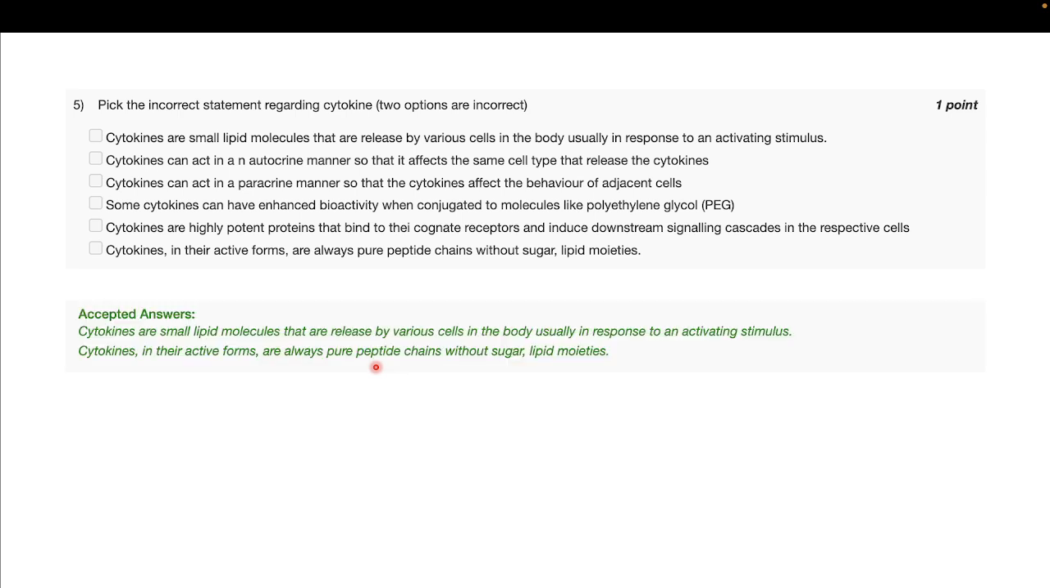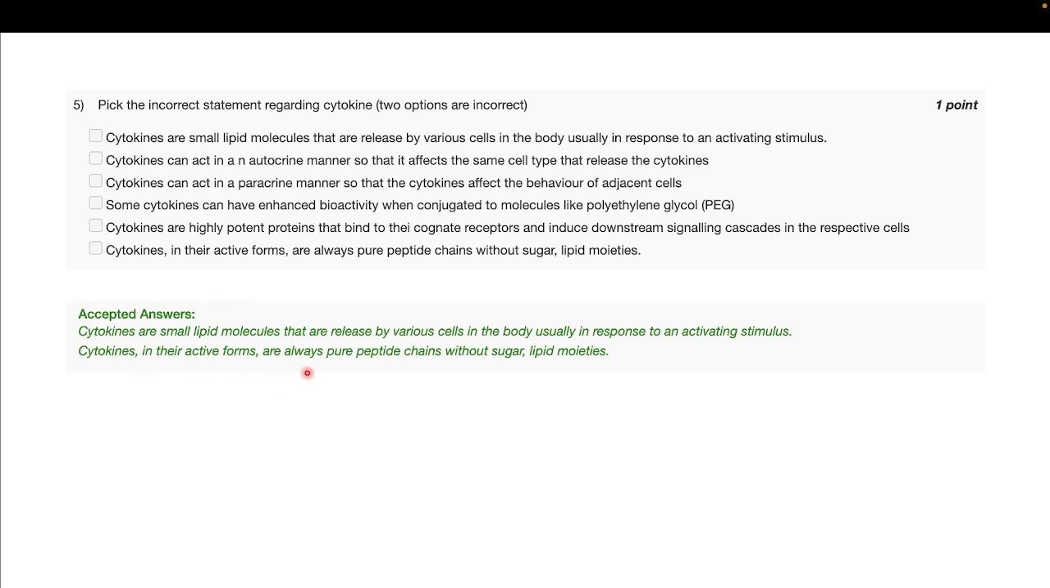So the incorrect statements about cytokines are these. Cytokines are small lipid molecules that are released by various cells in the body, usually in response to an activating stimulus. And cytokines in their active forms are always pure peptide chains without sugar lipid moieties. Both of these options are incorrect. First of all, why? Because cytokines are essentially proteins, they are not lipid molecules, and they are released by few different cells in the body if they get an activating stimulus. The incorrect part in this is it's not a small lipid molecule, these are essentially proteins.